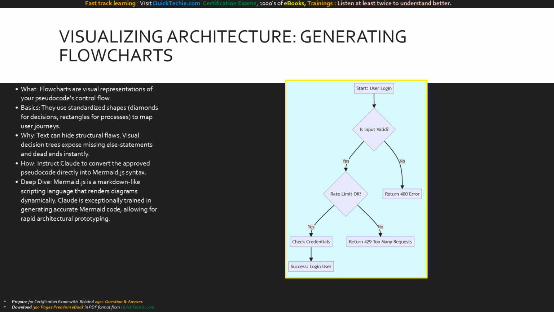We start at the top with user login and immediately hit our diamond-shaped decision nodes. Is the input valid? Is the rate limit okay? Notice how the visual branches force us to account for the no scenarios, returning a 400 error or a 429 error. When you generate this with Claude, you are visually verifying that the AI understands exactly how the application should behave under failure conditions, ensuring a robust final product.